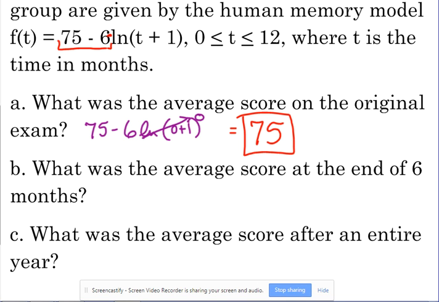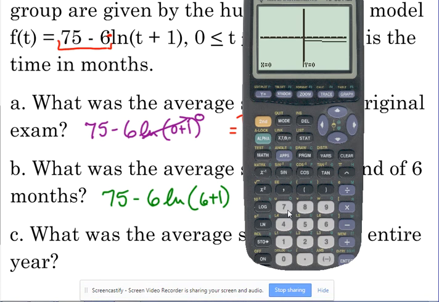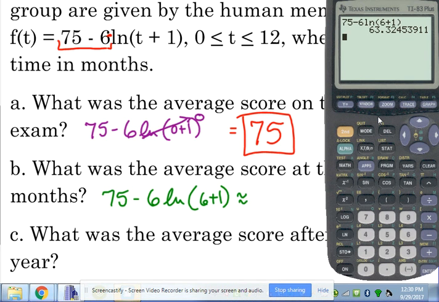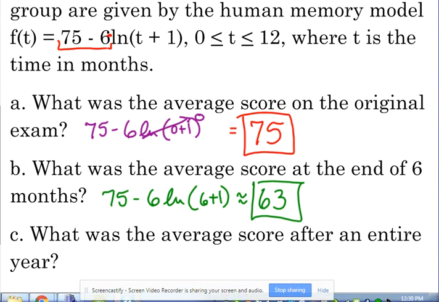Okay, so what was the average score at the end of 6 months? We are going to have to use our calculator for this one, because I don't know what the natural log of 7 is. So 75 minus 6 times the natural log of 6 plus 1. Plug it into your calculator. The nice thing is your calculator will follow order of operations, so we don't have to worry about it messing anything up as long as we type it in correctly. But it is only as smart as the one using it. So the average score at the end of 6 months was approximately a 63. It's going down pretty good. After just 6 months, they are now at a failing average, pretty much.